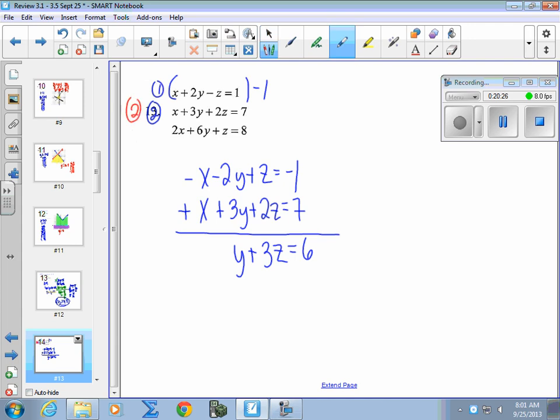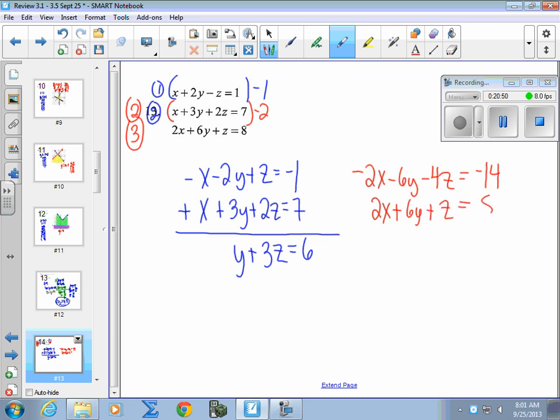Then I'm going to take 2 and 3 and eliminate the same variable, so I would have to eliminate x. So I would need to multiply this equation by negative 2. I get negative 2x minus 6y minus 4z is equal to negative 14. And I have 2x plus 6y plus z is equal to 8. I add these together. What happens? The x's eliminate, and I get 3z is equal to negative 6, so z is equal to 2. Is that what y'all got?